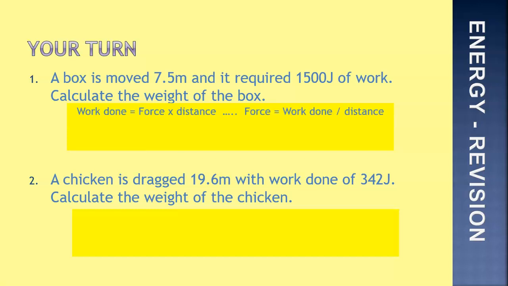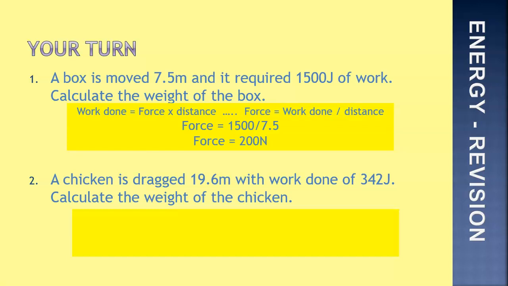Okay, question 1. Work done is force times distance. So force is equal to work done over distance once we rearrange our equation. Force in this case: work done is 1500 joules and the distance is 7.5. 1500 divided by 7.5 gives us 200 newtons.